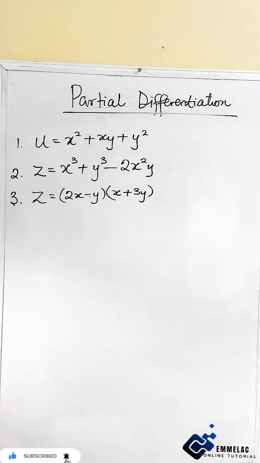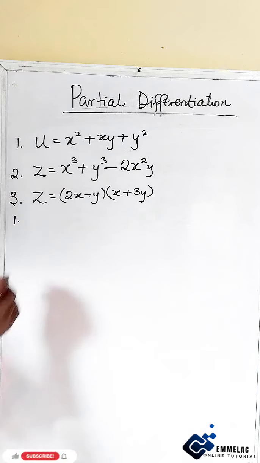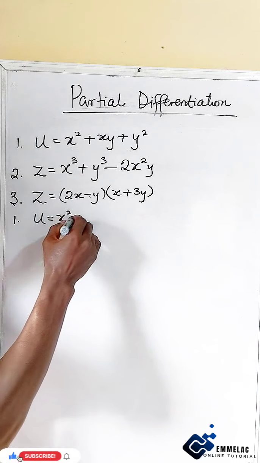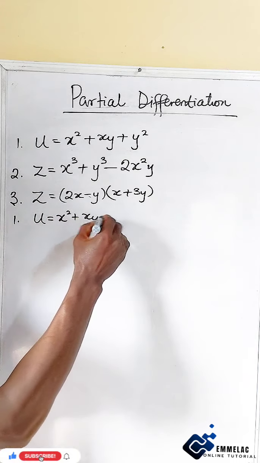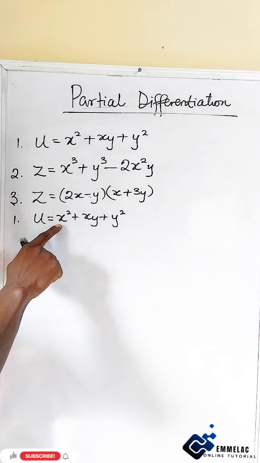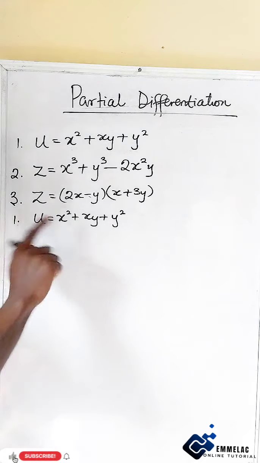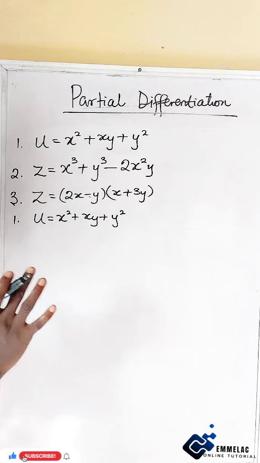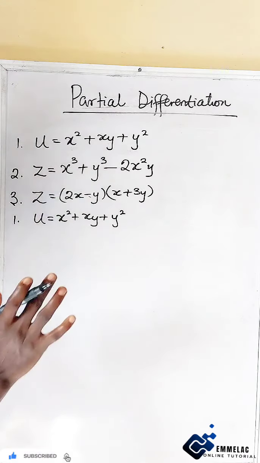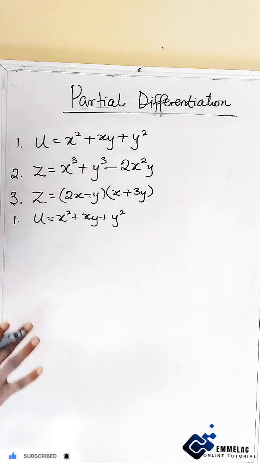Now let us look at these examples. For number one, here we have u, which is a function of x squared plus xy plus y squared. Now if we are to find the partial derivative of u with respect to x, it means that we are going to differentiate every term having x, and the others remain constant. Any term that does not have x, we consider as a constant.